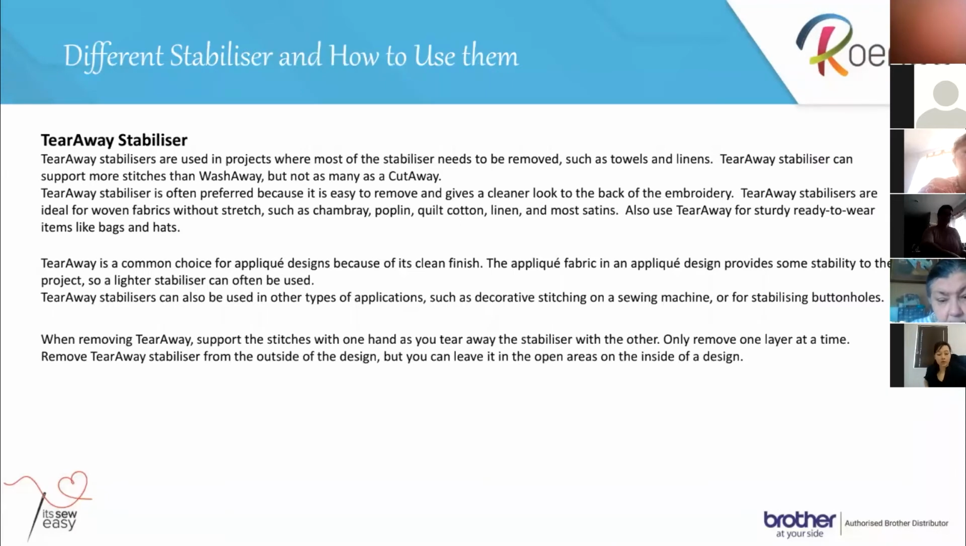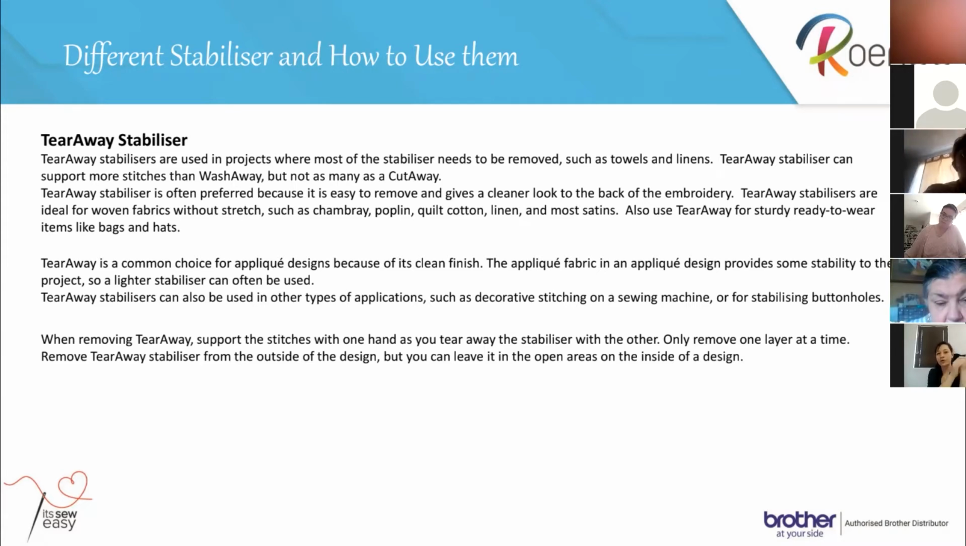Then looking at your Tearaway Stabilizer. This is used in projects where most or almost all of the stabilizers has to be removed. So such as towels and linen, you have to get in between the little letters and remove all the stabilizers, something you cannot do with a Cutaway Stabilizer. This one can support more stitches than Washaway. So Washaway is your Avalon stabilizers, but not as many as your Cutaway.